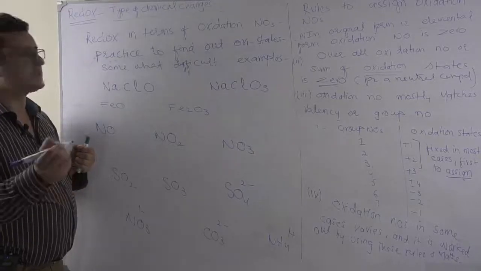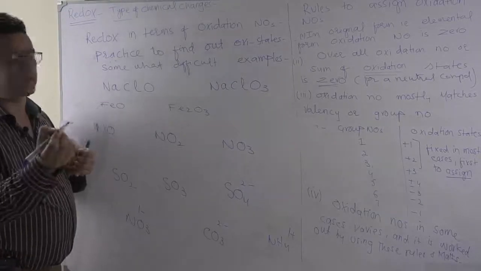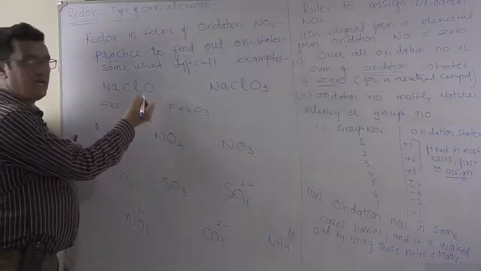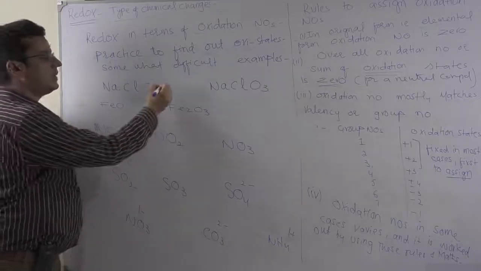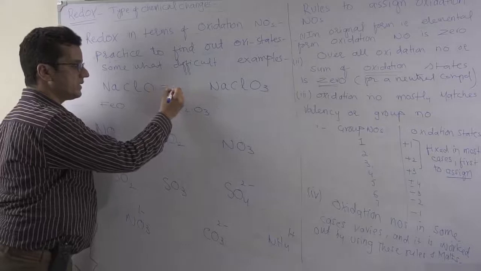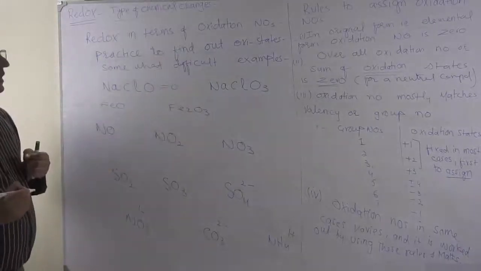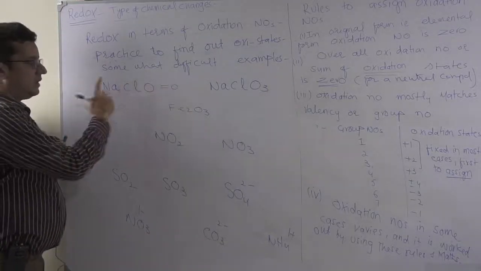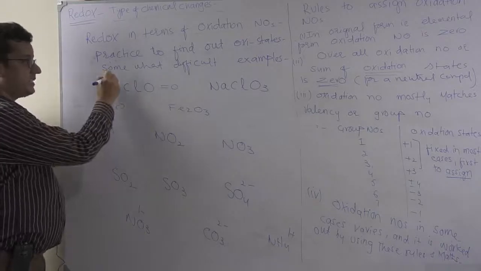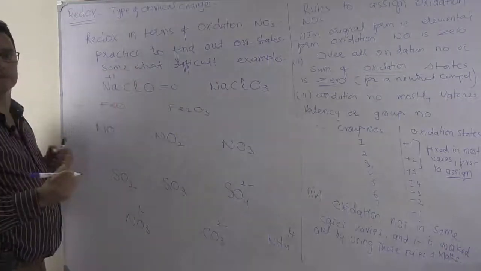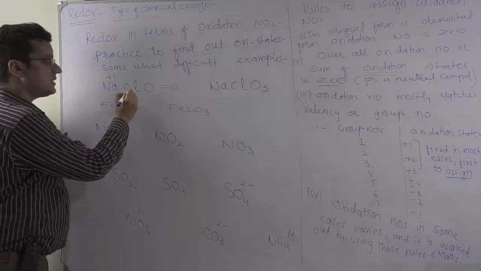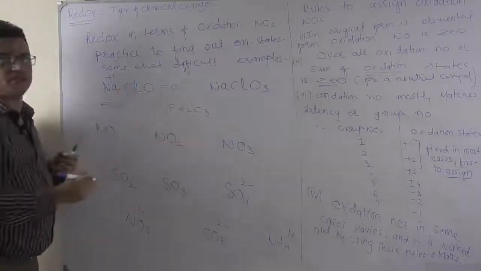Okay, now these are slightly difficult examples at your stage. Look at NaClO, it's a compound. We know that overall oxidation number is what? 0. Now, group 1 sodium must be +1. Assign group 1 first. Now these are two non-metals, chlorine and oxygen.